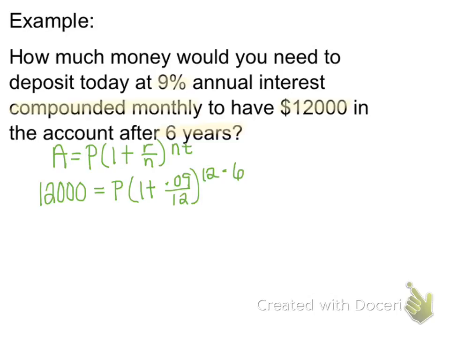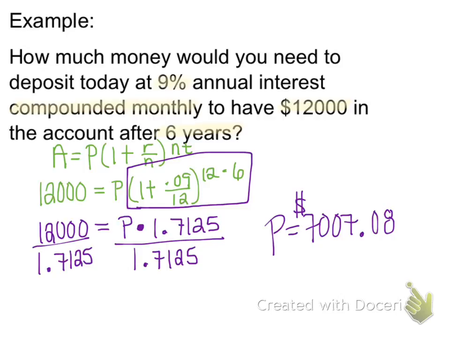So now I'm going to simplify this piece right here, just typing that into my calculator so that in the end I can divide by that to get P by itself. When I simplified that, I got approximately 1.7125, and that's being multiplied by P. So I divided that from both sides to get a final P value of $7,007.08.